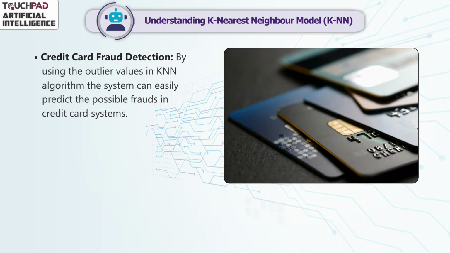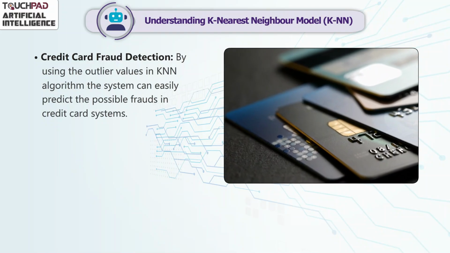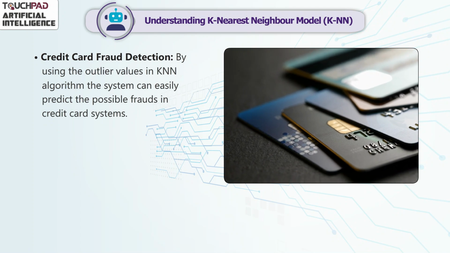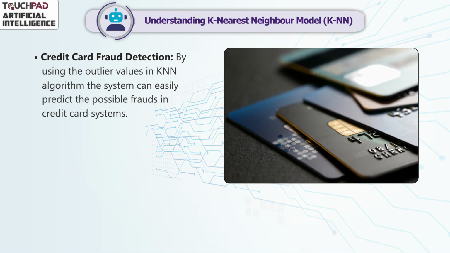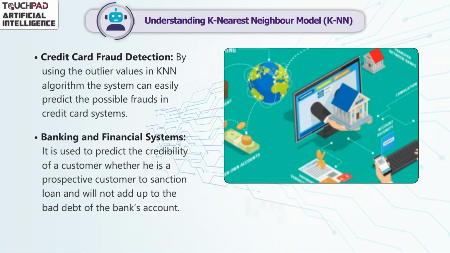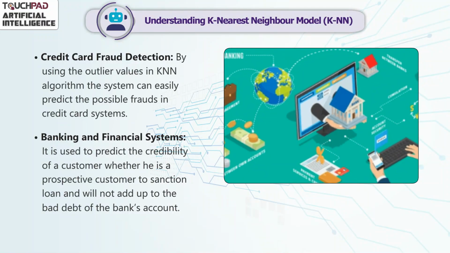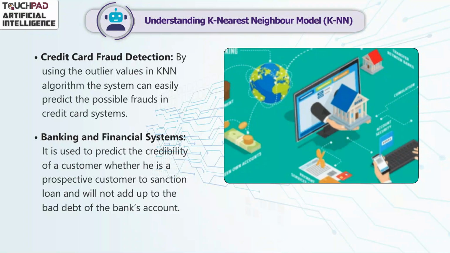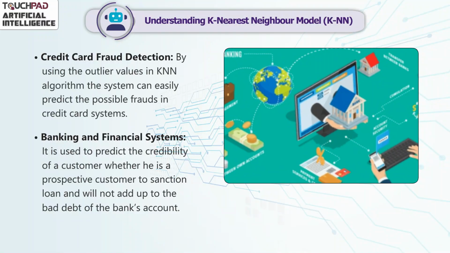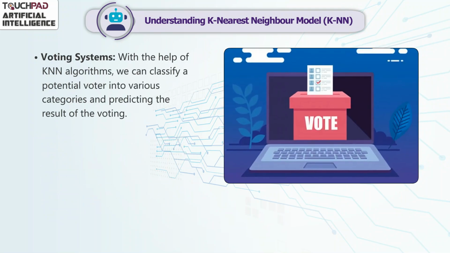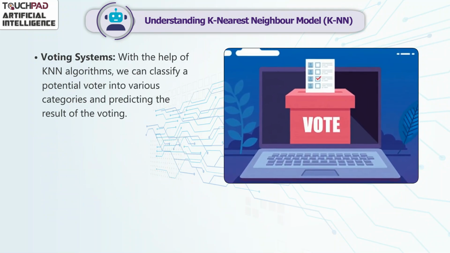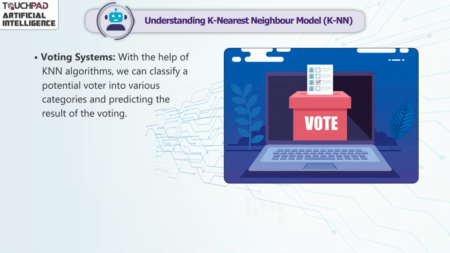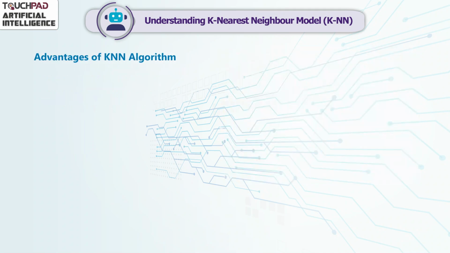Credit card fraud detection. By using the outlier value in KNN algorithm, the system can easily predict possible frauds in credit card systems. Banking and financial systems. It is used to predict the credibility of a customer, whether he is a prospective customer to sanction a loan and will not add up to the bad debt of the bank's account. Voting systems. With the help of KNN algorithm, we can classify a potential voter into various categories and predict the result of the voting.